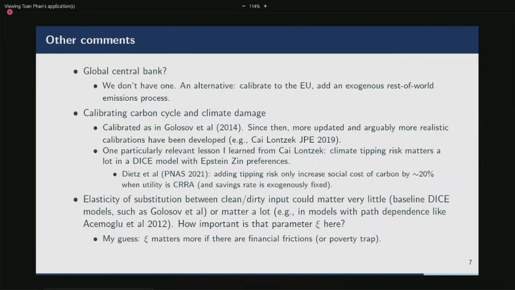Another thing is the elasticity of substitution, which is a key parameter in certain models. It could matter a little, like in the baseline DICE model or in the Golosov paper, but it could matter a lot in the path dependence framework, like the green directed technical change following Acemoglu, right? So how important is this parameter C here? My guess is C matters a lot more if there are financial frictions or a poverty trap, right?